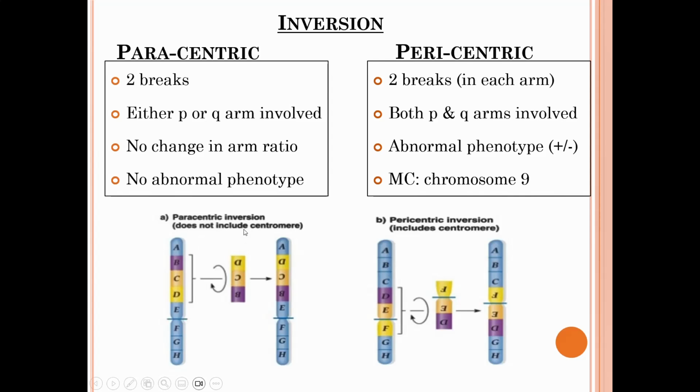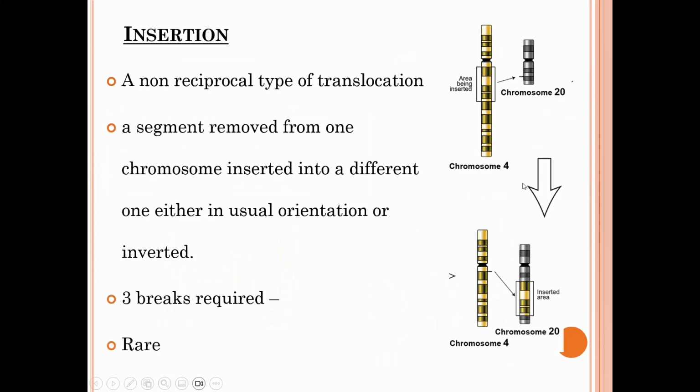But here it is pericentric. Here also in each arm one break is happening, so both P and Q arms are involved. It can result in abnormal phenotype. Most commonly, pericentric type of inversion happens in chromosome 9.